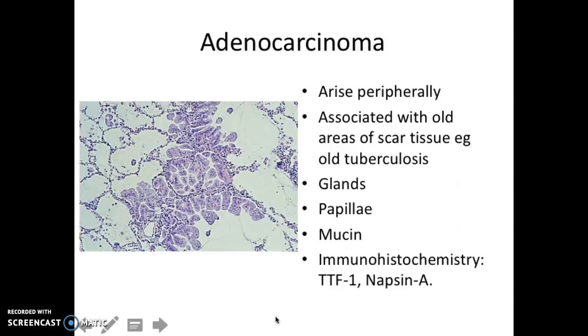Glands, papillae and mucin can form as the histology, and this is the microscopic picture of the lung showing formation of papillary projections or papillae within the lung, and this is adenocarcinoma as well. Immunohistochemically, it will be positive for TTF1 and napsin A.